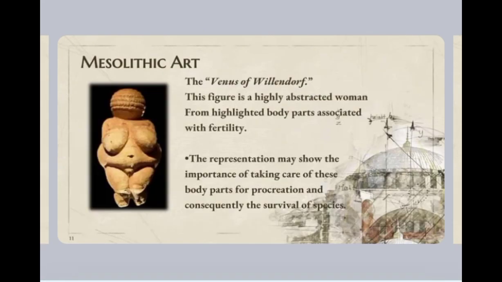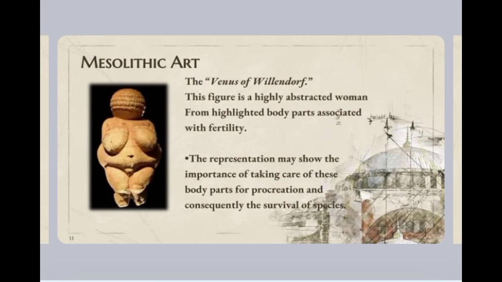Mesolithic art, the Venus of Willendorf. This figure is a highly abstracted woman with highlighted body parts associated with fertility. The representation may show the importance of taking care of these body parts for procreation and consequently the survival of the species. So the Venus of Willendorf sculpture hides a very deep meaning. It has highlighted body parts associated with fertility.